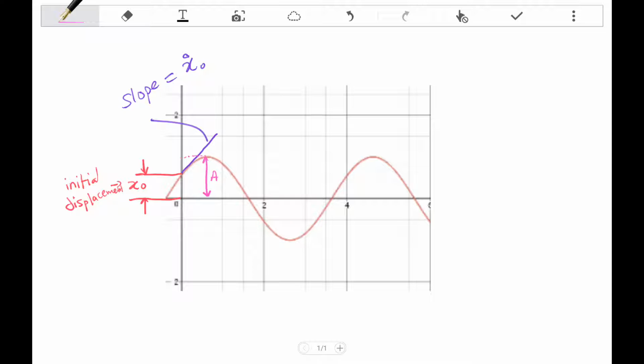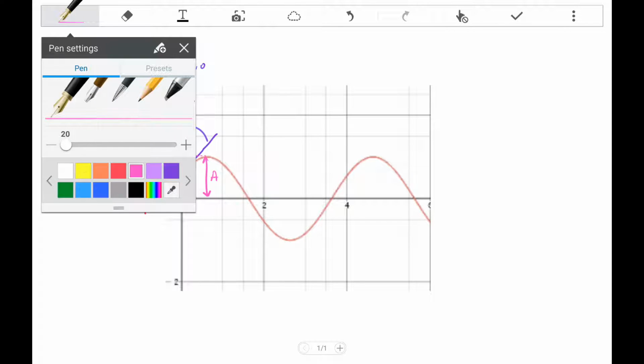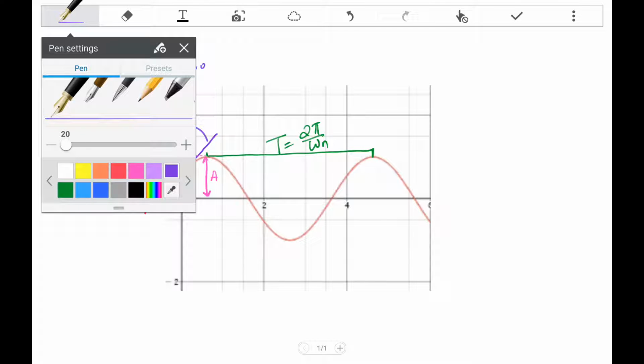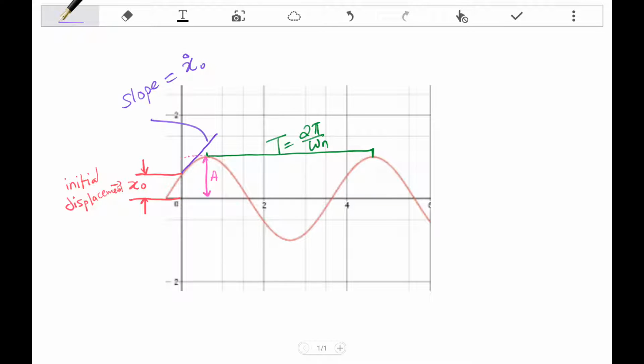And now the period is basically, and you will definitely need this, the period is from trough to trough. So that's your period, and that's equal to 2 pi over omega n. And now let's talk about this here, which is your maximum velocity. That's where your maximum velocity occurs.